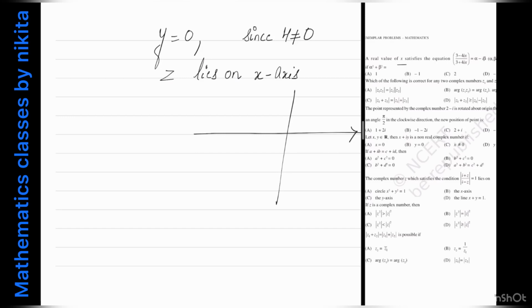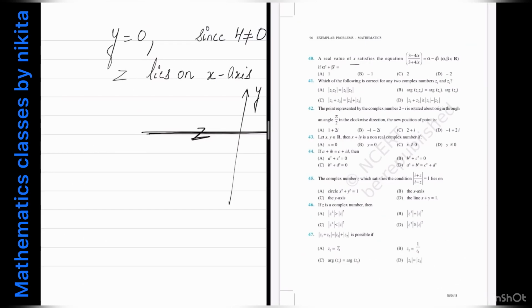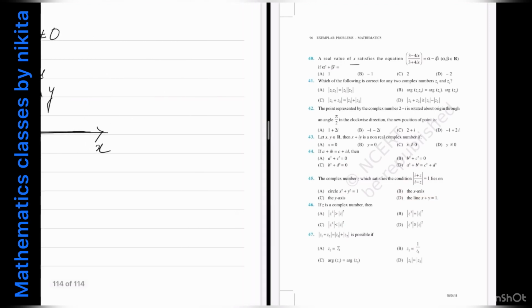And 4y equal to 0 means that y is equal to 0. Why? Because 4 is not equal to 0. So therefore your z lies on x-axis, because I told you that the equation of x-axis, on the x-axis the y coordinates are 0. So therefore this is your line y equal to 0. So z lies on x-axis. Okay, fine. So the correct answer, let's see the options. So the correct answer is the x-axis. So therefore B is my correct answer. Got it? Now let's see the next question.